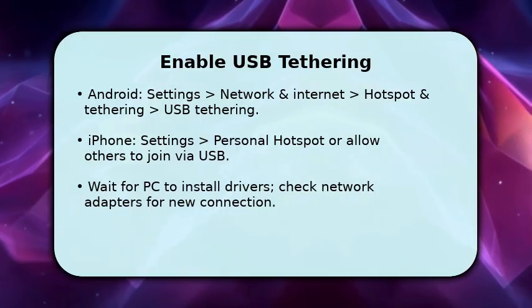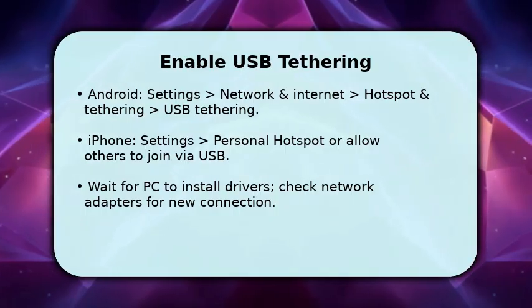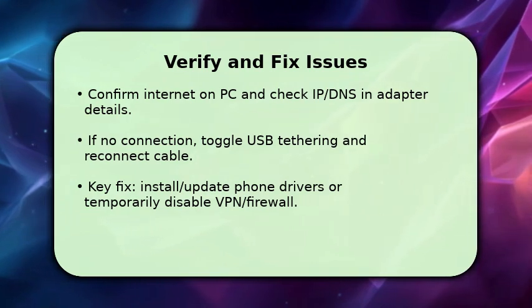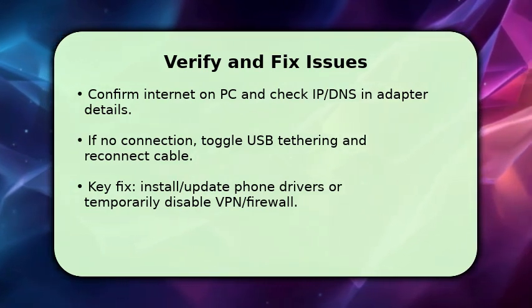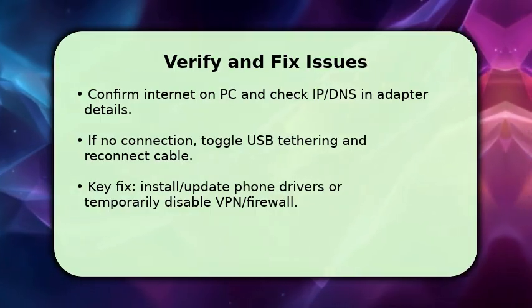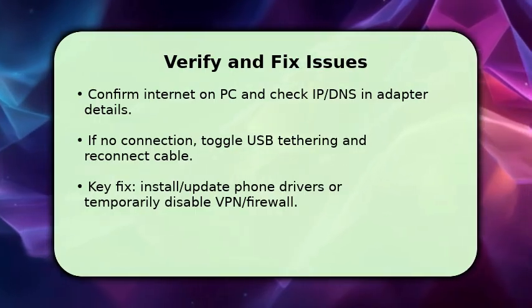You finish by confirming the PC can browse. Check adapter status and IP address to ensure the USB interface received DHCP. If there's no internet, first toggle USB tethering off and on, then unplug and replug the cable. Make sure VPNs or strict firewalls on either device aren't blocking traffic.